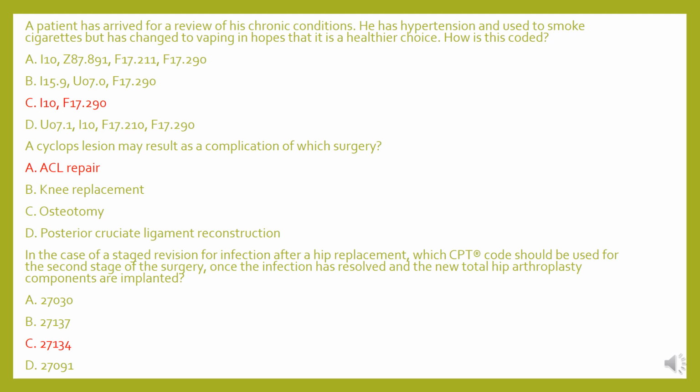A patient has arrived for a review of his chronic conditions. He has hypertension and used to smoke cigarettes, but has changed to vaping in hopes that it is a healthier choice. How is this coded?